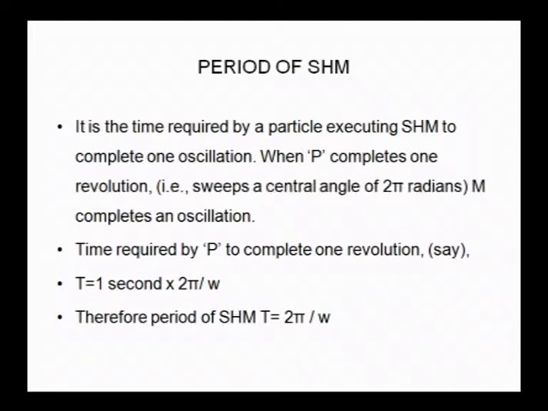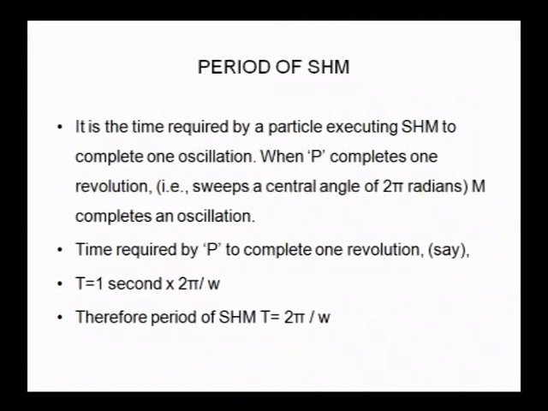Now, let us calculate the period of simple harmonic motion, that is the time taken by the body to complete one simple harmonic motion, one complete oscillation. The period of any vibrating body is defined as the time required to complete one oscillation. When P completes one revolution, it sweeps a central angle of 2 pi radians at the center. So, M completes an oscillation when the point P rotates through an angle of 2 pi radians.